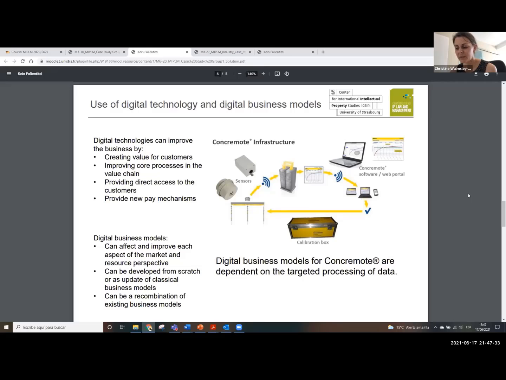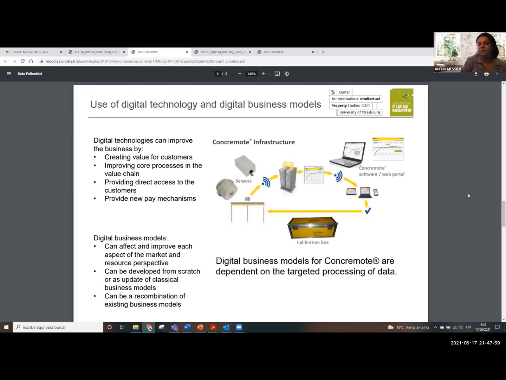So looking at digital business models specifically, they can affect and improve each aspect of the market and the resource perspective, which is what my colleagues have just explained. They can be developed from scratch, or they can be updated from classical business models. They can also be a recombination of existing business models, and this is what my colleague will explain to you now. Thank you, Christine.